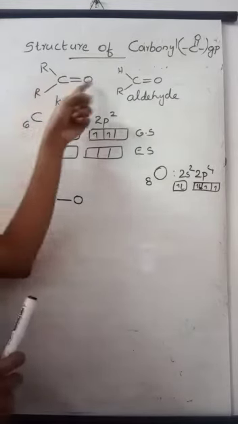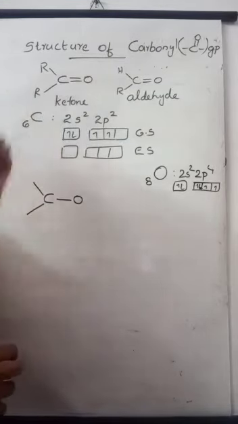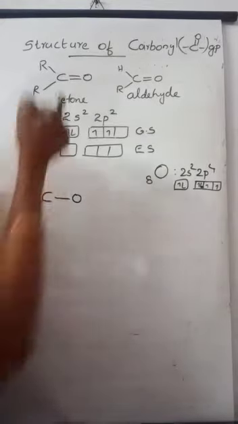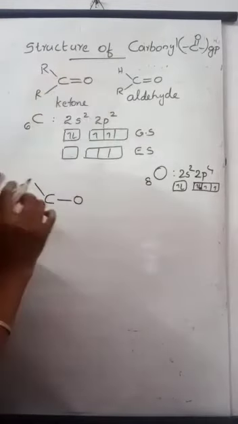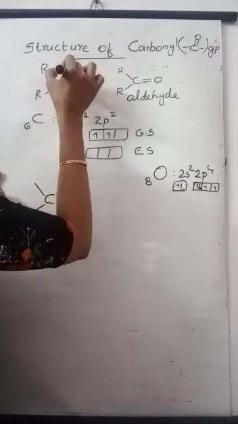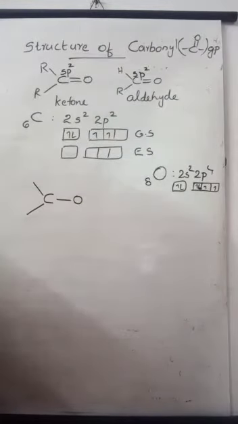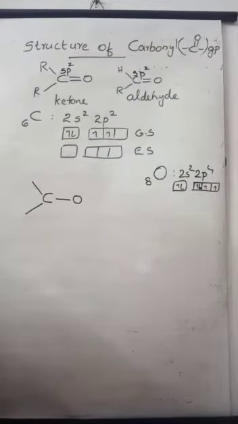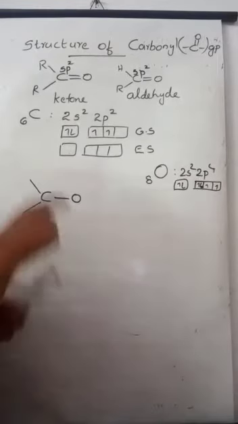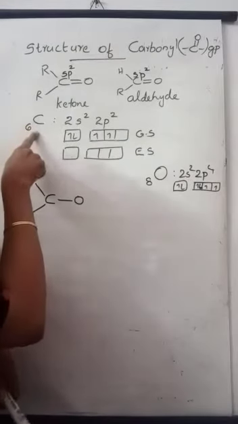The C double bond O carbon atom is in sp2 hybridization. Double bonded carbon atom we have studied. Double bonded carbon atom undergo sp2 hybridization. Means carbonyl carbon is sp2 hybridized. How sp2 hybridization? Let us write the electronic configuration of carbon.